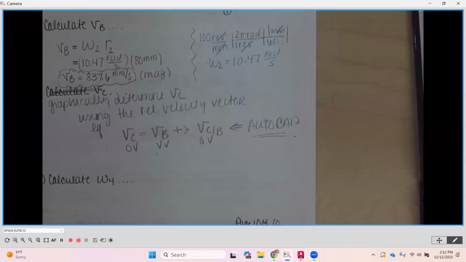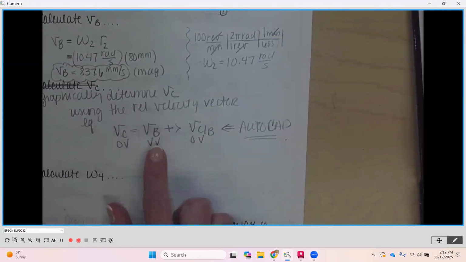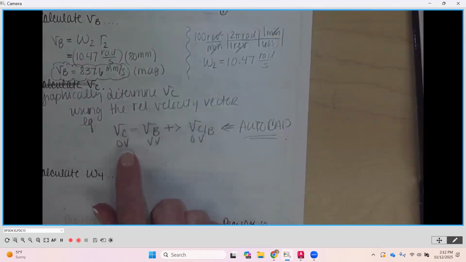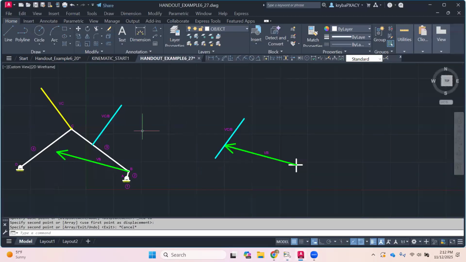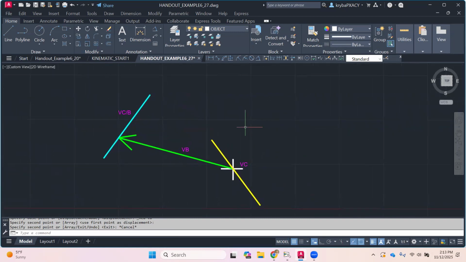So now what we've done is for this equation, I've done the velocity of B, and on its endpoint, I put C relative to B. We're going to cross over the equal sign. So we're going to start back at the origin with the tail of the velocity of C. So I'm going to copy velocity of C, and I'm going to go down here. There we go. And what I want to find is where my intersection would happen between the velocity of C relative to B and C. And it looks like it's going to be up here.